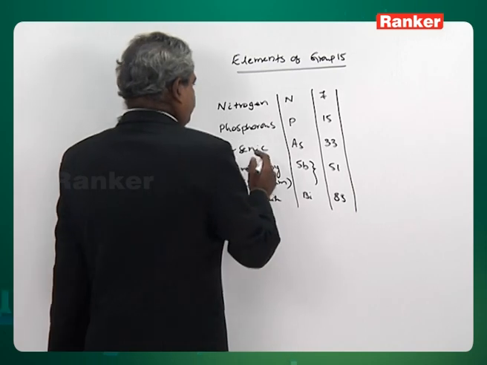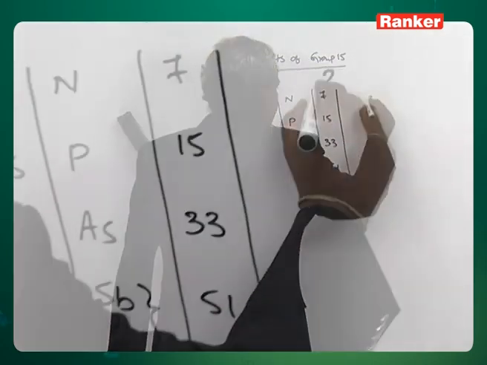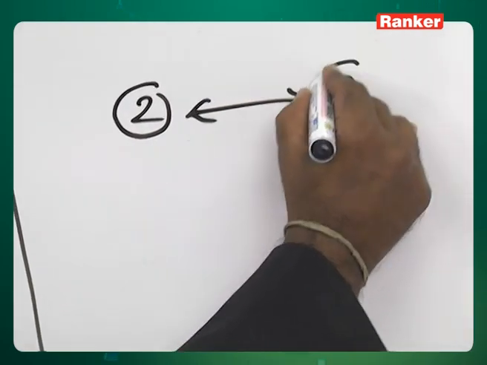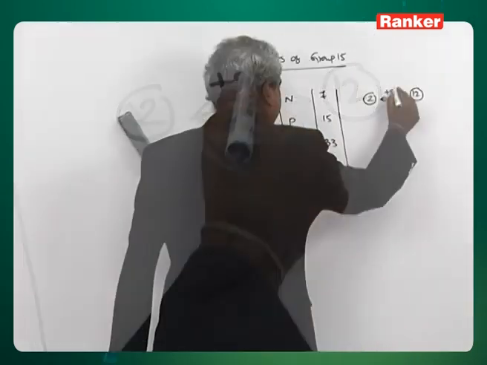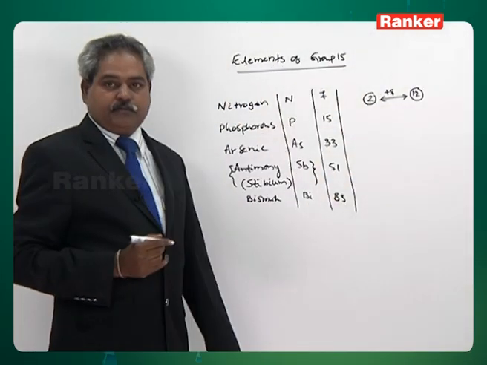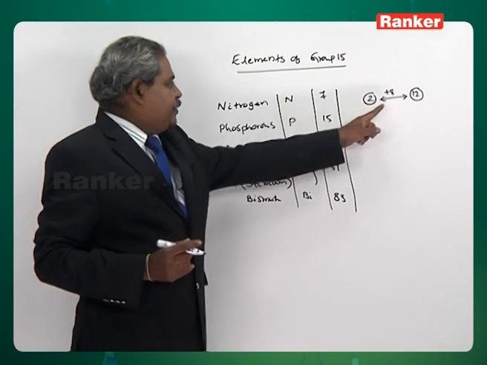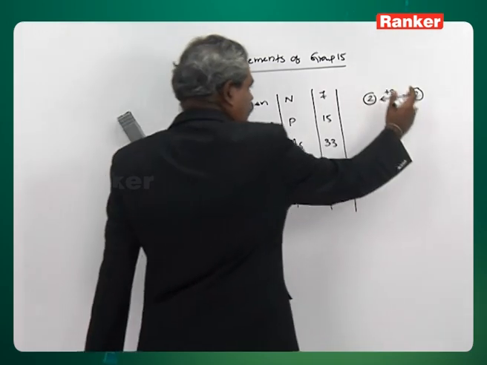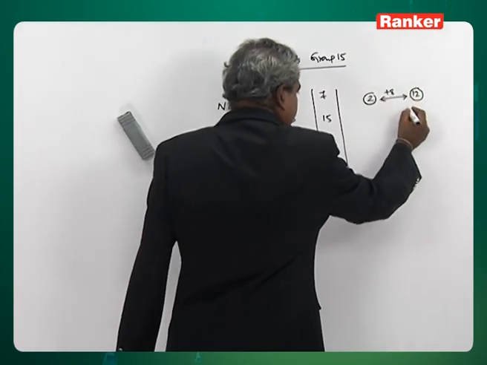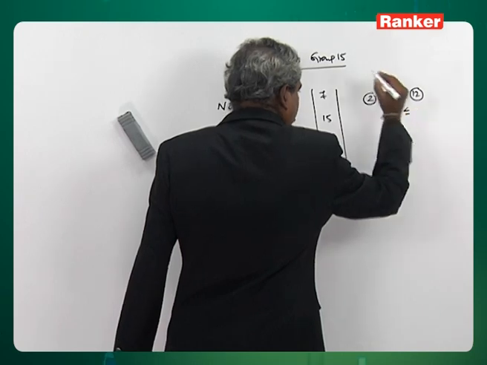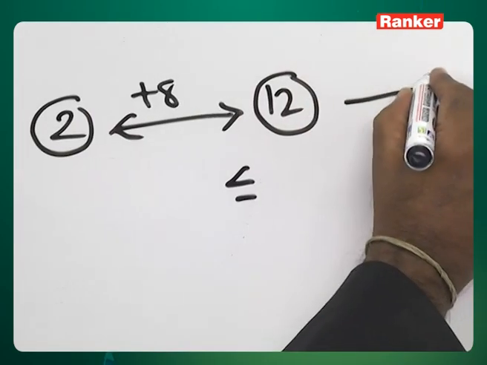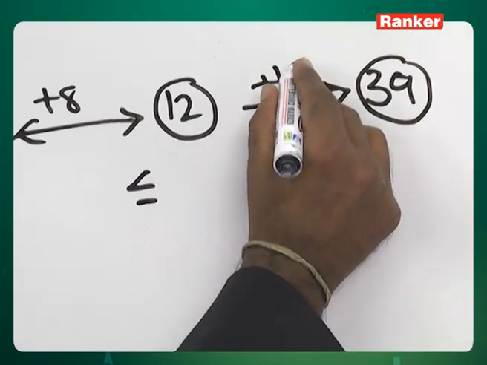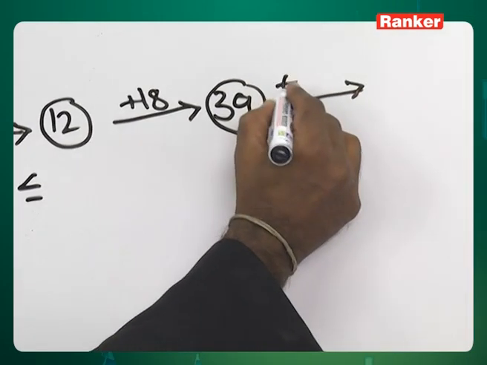You just look at this. Between 2 and 12, both inclusive, add 8. Suppose 7 lies between 2 and 12, add 8 to get the next one. The rule applies only up to less than or equal to 12. And then from 12 to 39, including 39, add 18. Greater than 39, add 32.